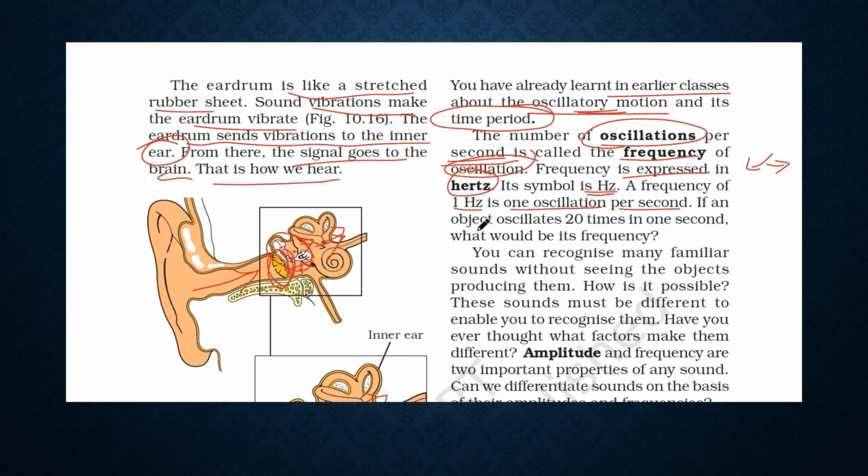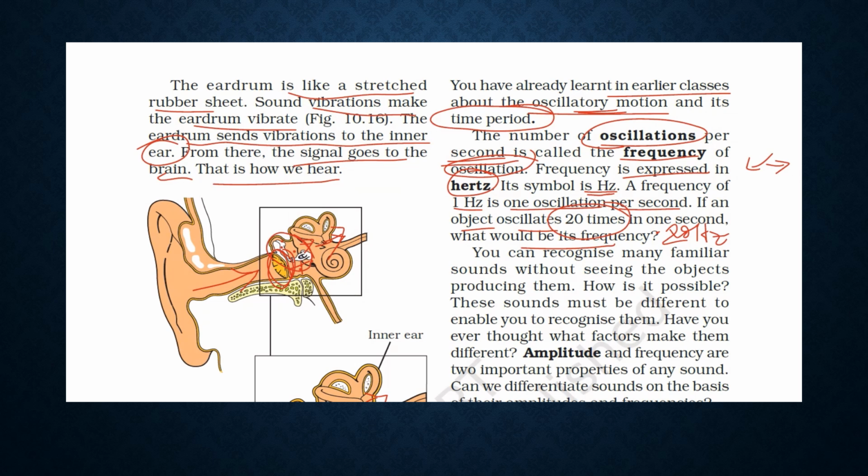Now if an object oscillates 20 times in a second, its frequency would be 20 hertz. So 1 oscillation per second is 1 hertz. If an object oscillates 20 times in 1 second, what would be the frequency? Its frequency will be 20 hertz. So it's a clear cut calculation, you can say.